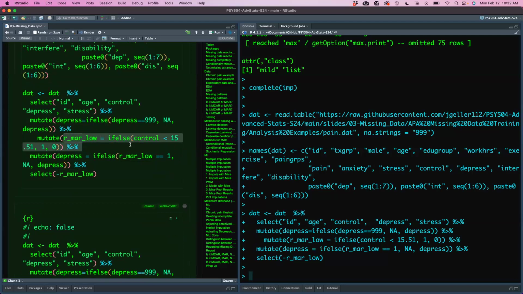So I've essentially created a situation where missingness is related to low control. So if you have low control of pain, I'm creating a missingness mechanism. I'm creating an NA, right? So that data is NA. So if you have low scores of depression, or excuse me, if you have low control scores, then you're more likely to be missing depression scores, right? So what mechanism of missingness is that that we just discussed?